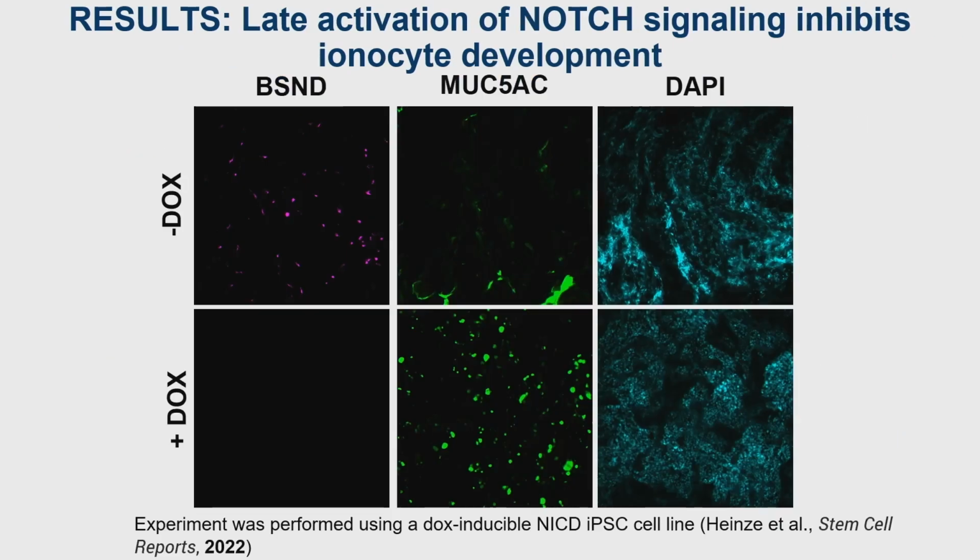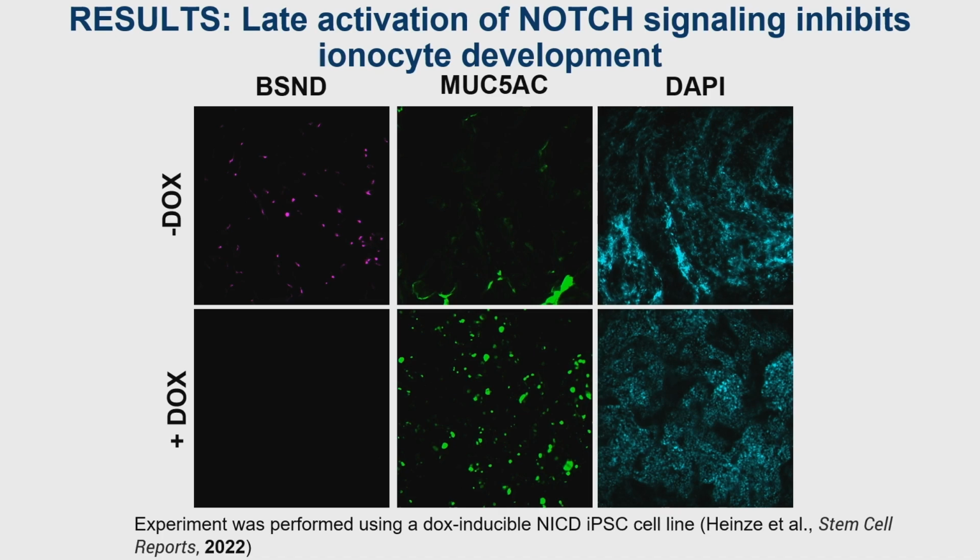And finally, we did the activation of notch signaling using the DOX-inducible NICD-iPSC line, where we did the activation after 3 weeks of differentiation, when the cells were a little bit more mature. And what we saw here was that BSND expression was basically nonexistent in our cultures. This is preliminary. We're still working on this data and trying to get more information from it. But it points us to the fact that later in the differentiation, notch activation might actually be inhibitory to the maturation of ionocytes.